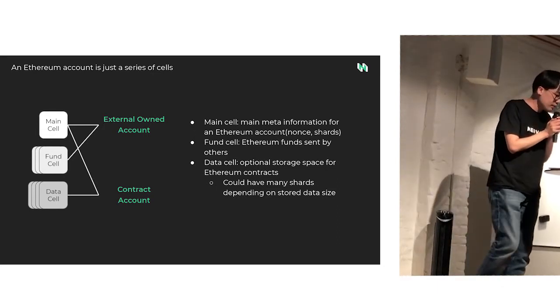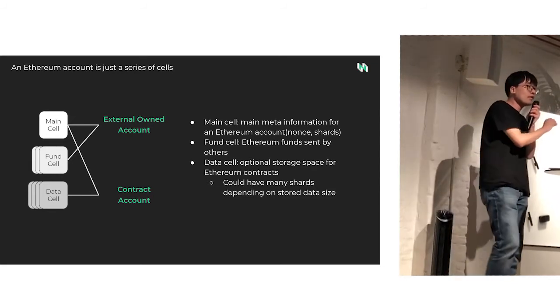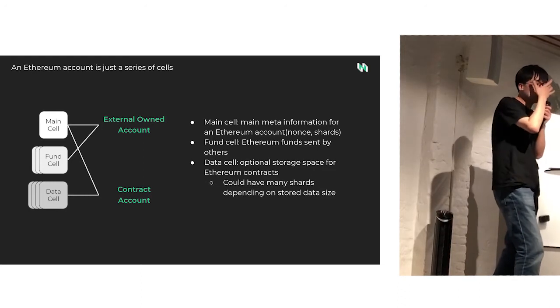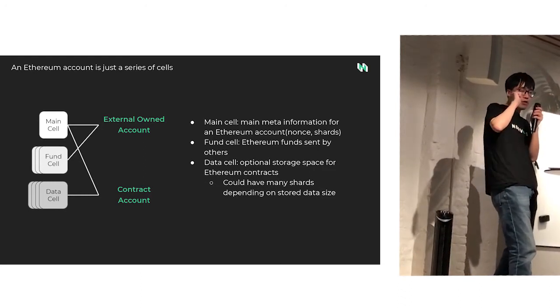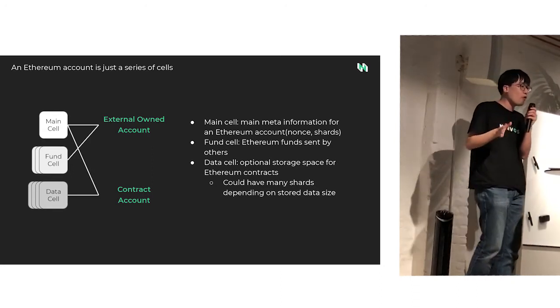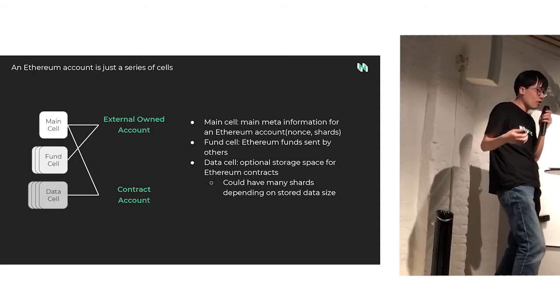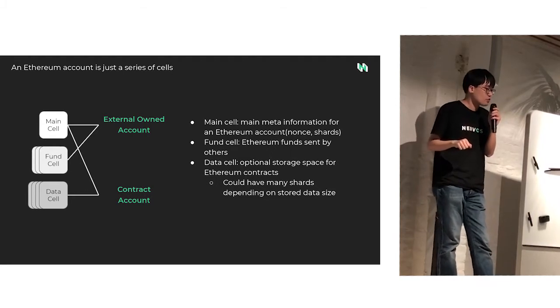So let me start here. What the phone cell does: Alice transfers 100 Ether to Bob in Polyjuice. What it does is just create a phone cell for Bob. And when Polyjuice notices that there's one new cell created for Bob, it will just add the same amount of balance to Bob's account automatically. And for a contract account, there's also a data cell.